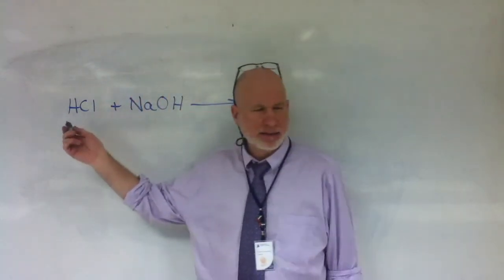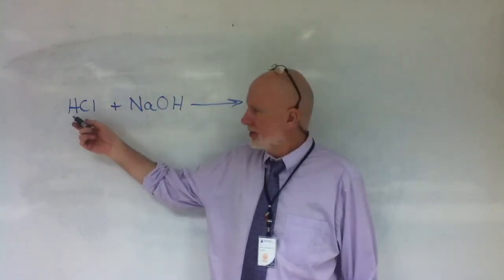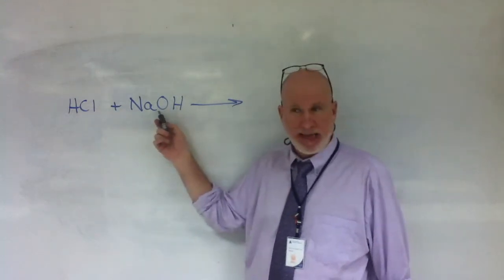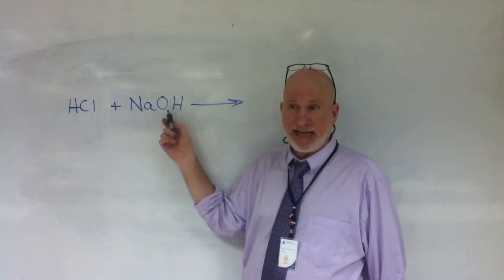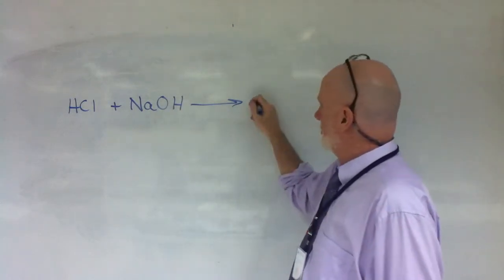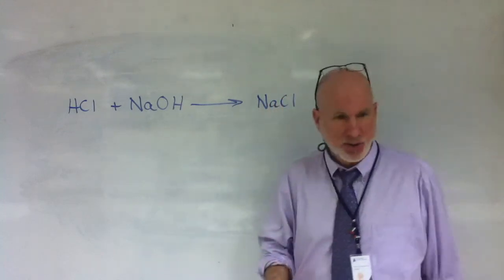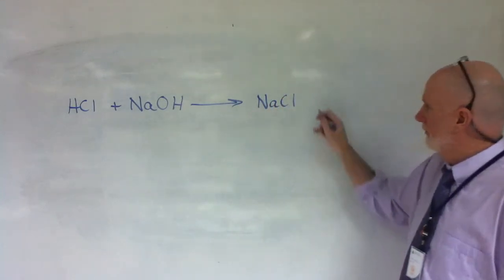How do you know an acid? H has a positive component, yes? So hydrochloric acid. How do you know a base? It's a base because hydroxide is the negative component. That yields a salt plus water.